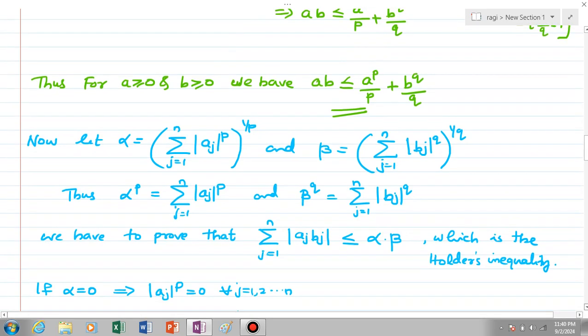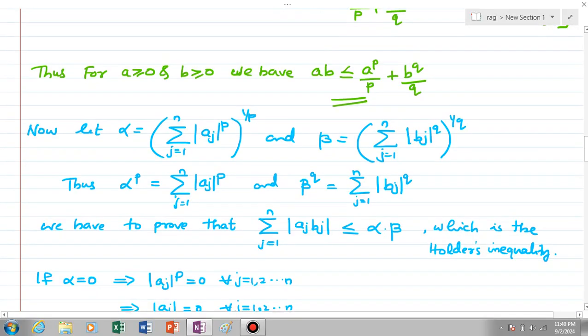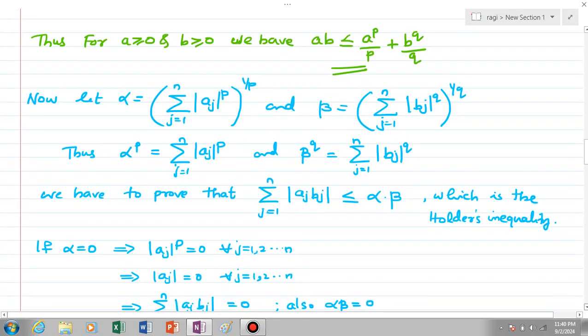So what we have to prove is summation j running from 1 to n mod aj bj is less than or equal to alpha into beta. This is our Holder's inequality, where alpha and beta are defined just above. So we are going to prove this Holder's inequality.